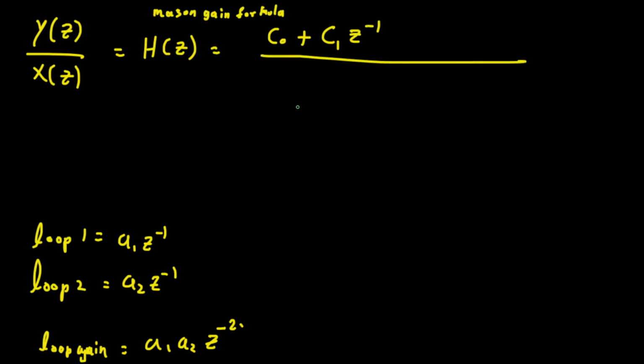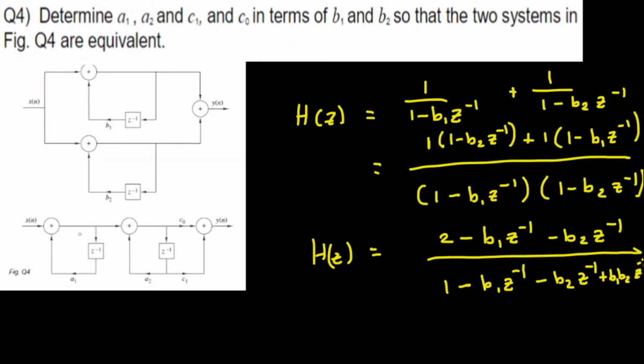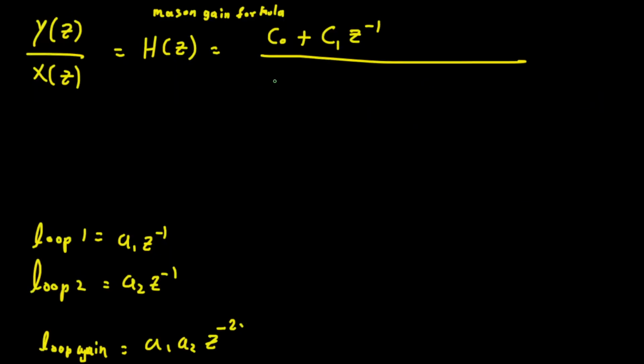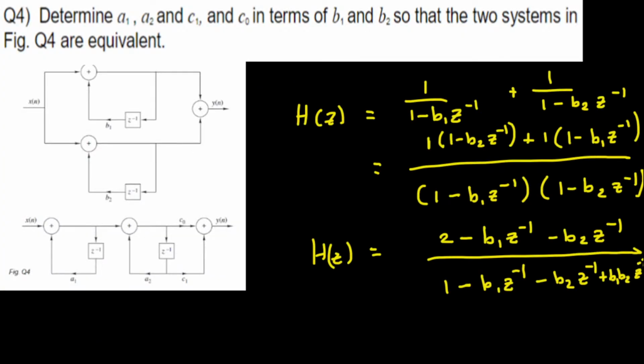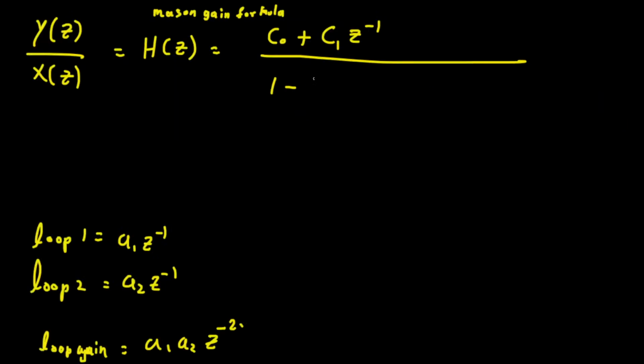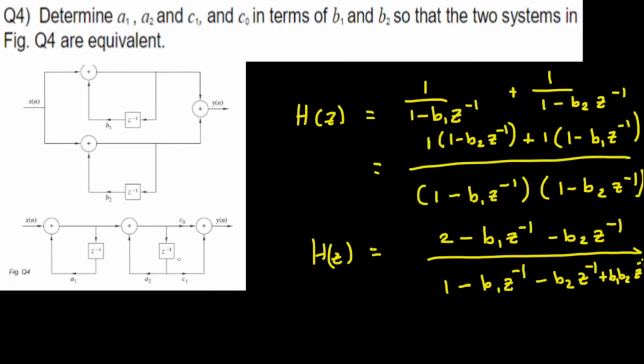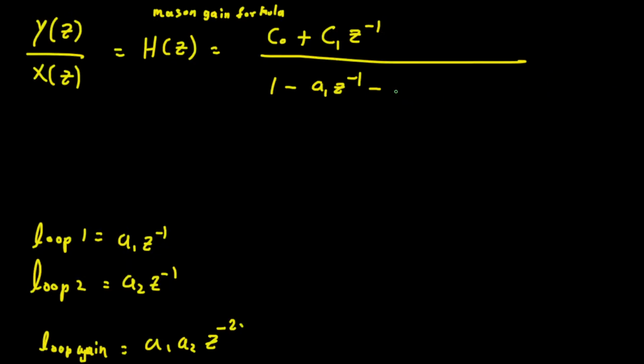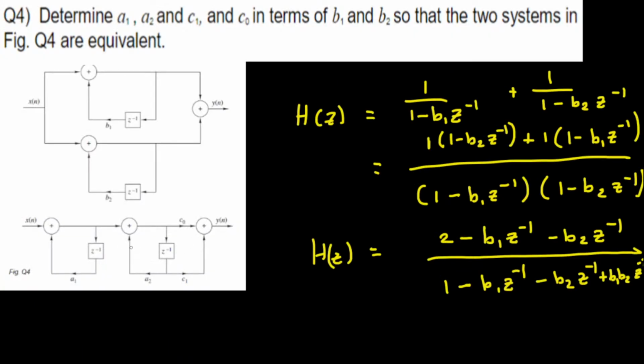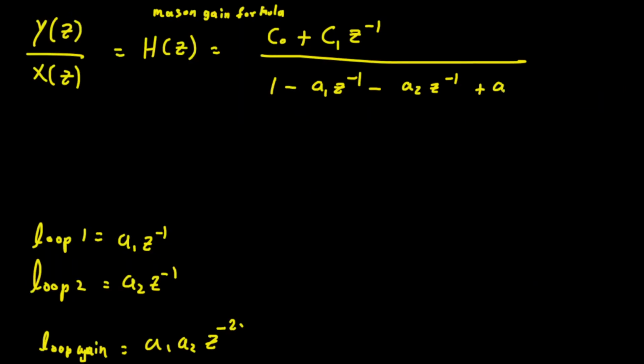And in the denominator we put all the x values. The x values are, first we start from 1 minus a1 z power minus 1, minus a2 z power minus 1, and then the loop gain, which is a1 a2 z power minus 2, plus a1 a2 z power minus 2. Okay, so this is the equation we got from the second diagram.